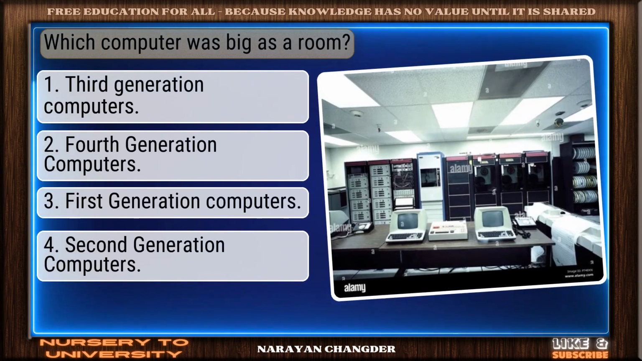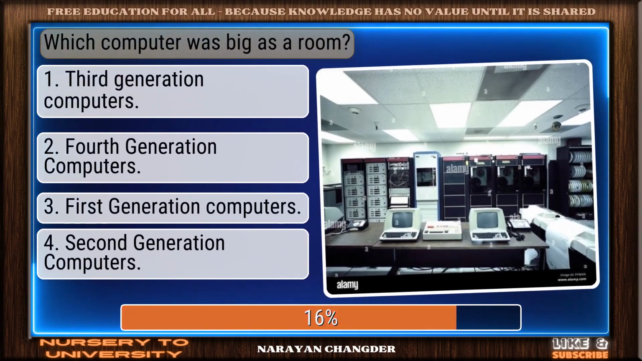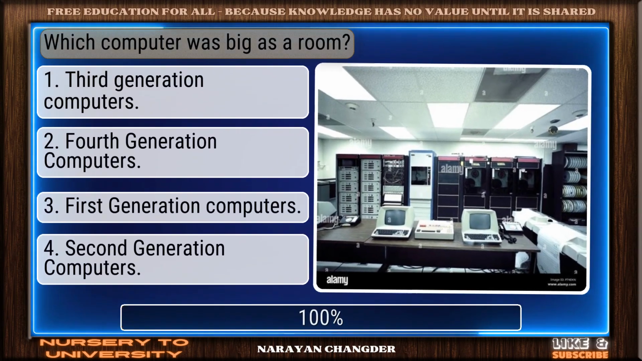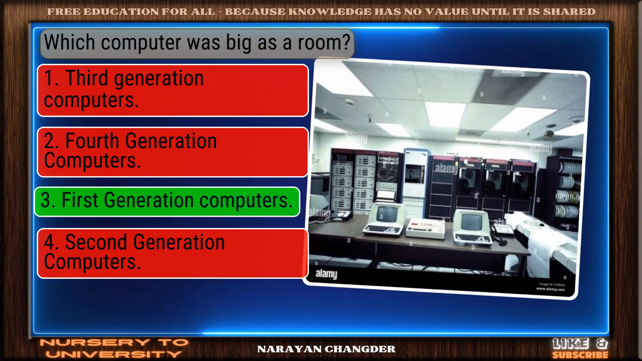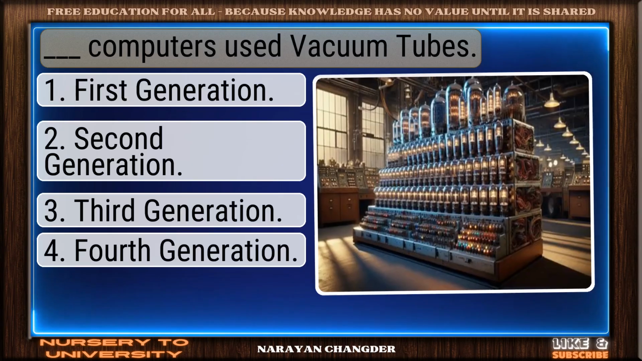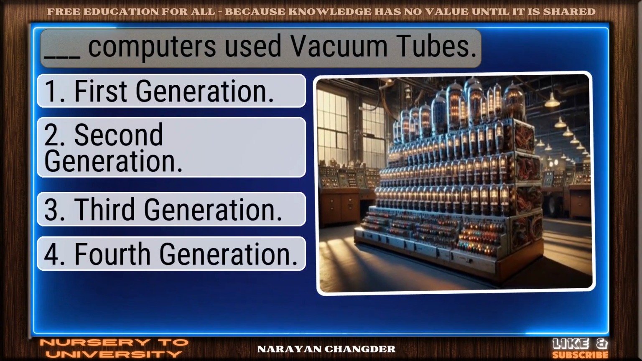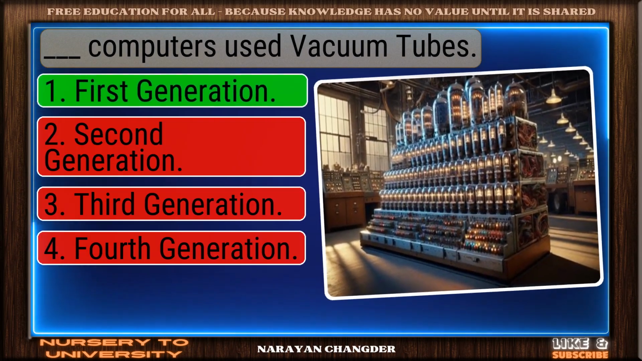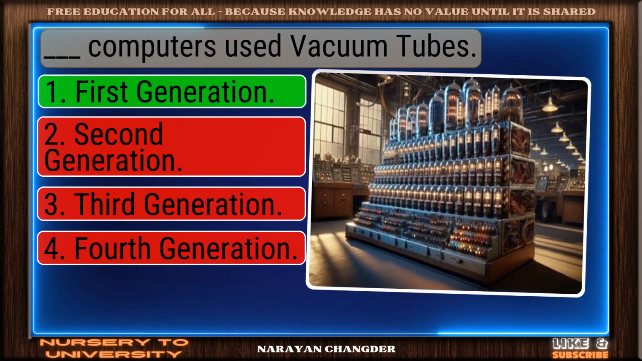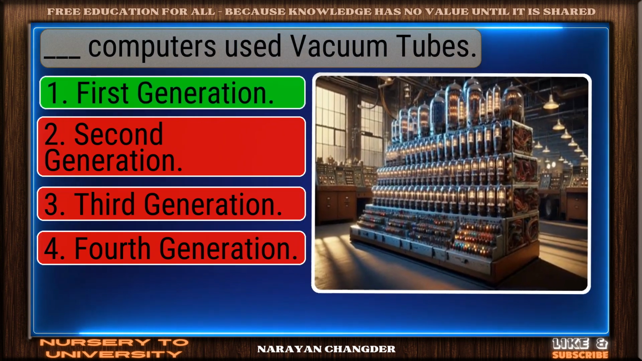Question number 65. Which computer was big as a room? Solid response. First-generation computers is a valid choice. Question number 66. Dash computers used vacuum tubes. Correct. First generation is the right answer.